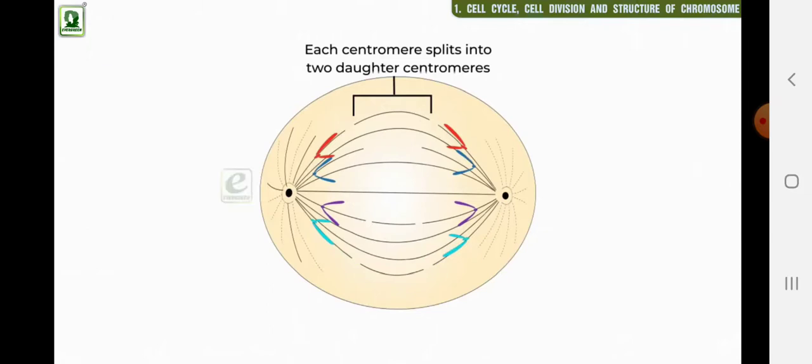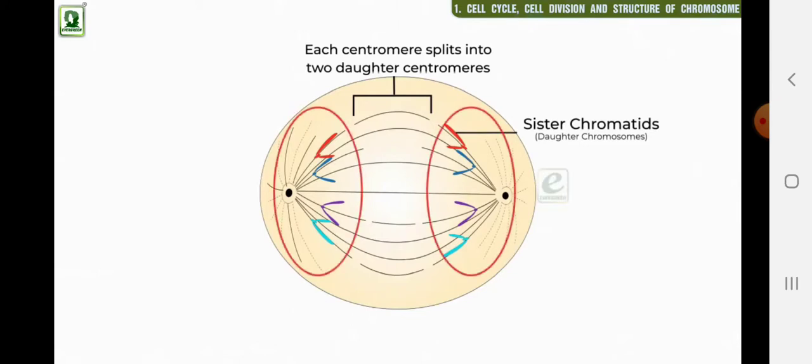By the end of anaphase, out of each pair of sister chromatids, that is, daughter chromosomes, one reaches one pole and the second reaches the other pole of the spindle.